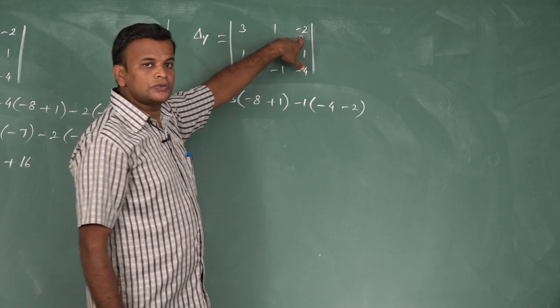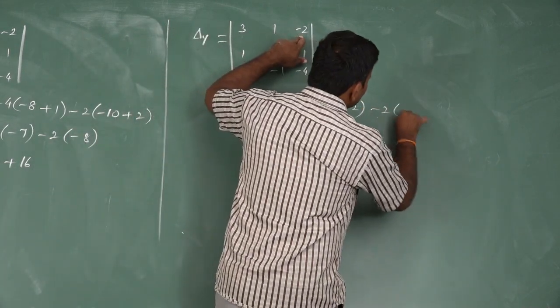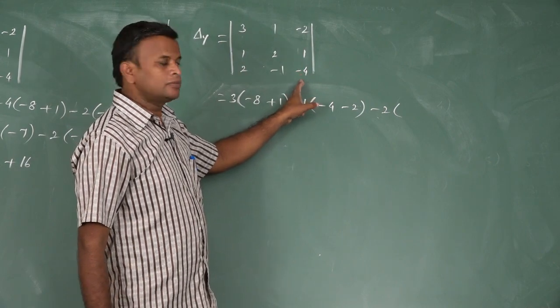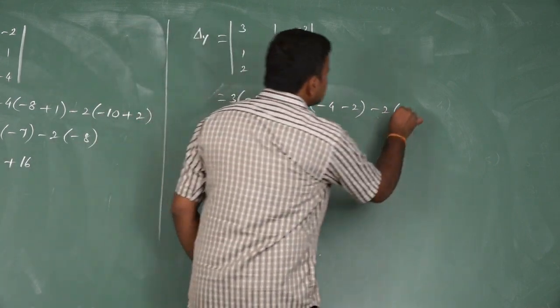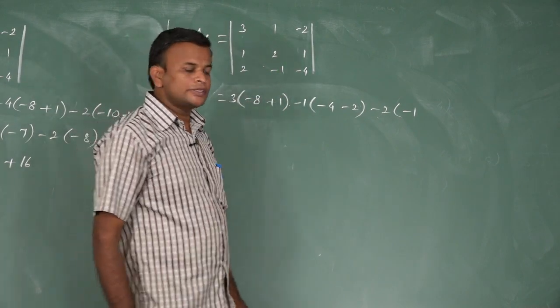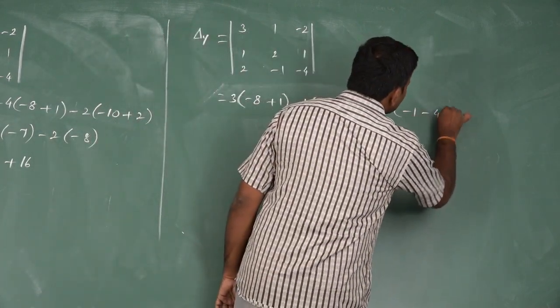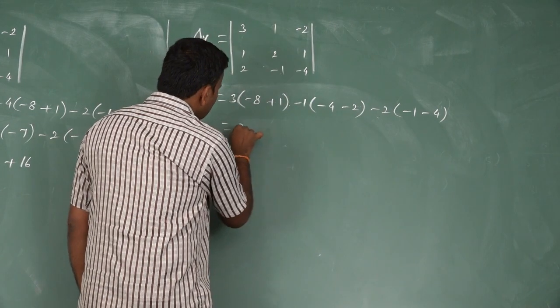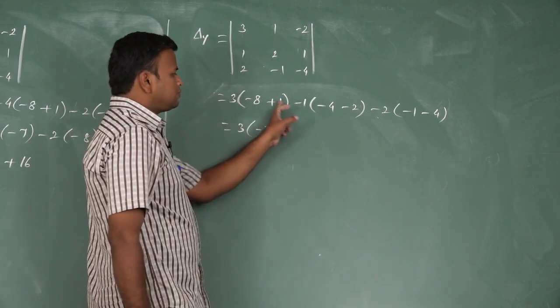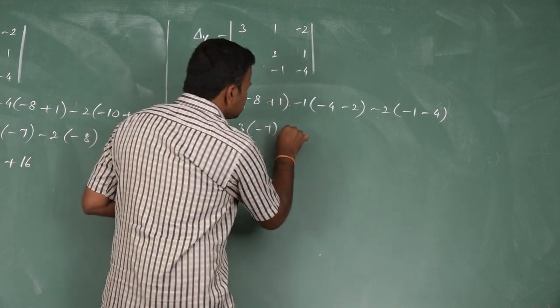Next, minus 2. Minus 2 of, we leave the first row and third column. 1 into minus 1, minus 1. We multiply these two elements with a minus sign. So minus 4. 3 of minus 8 plus 1. Minus 8 plus 1 is minus 7.